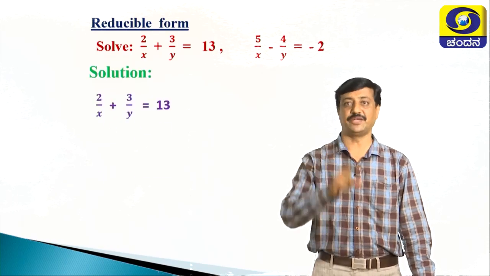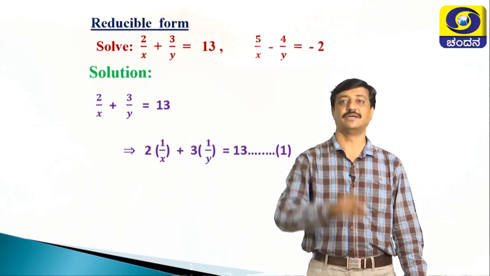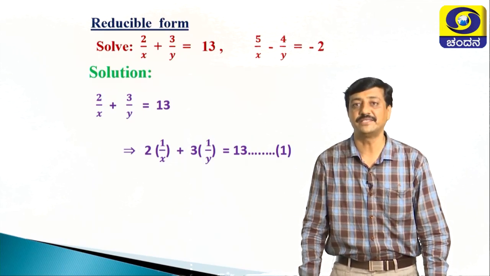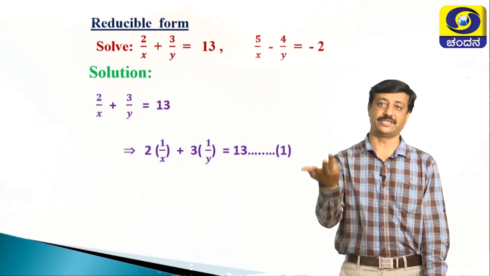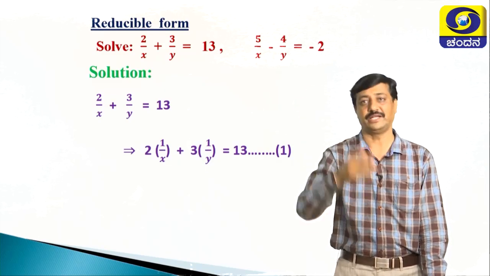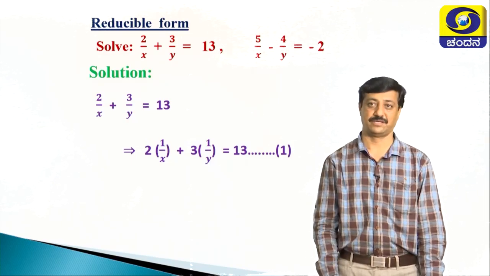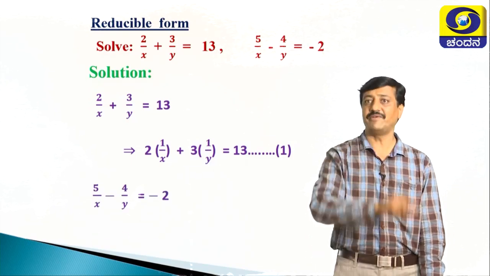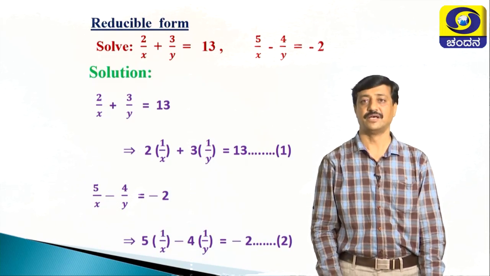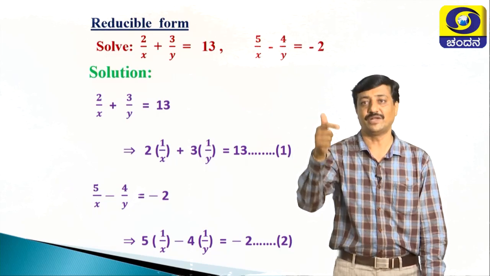You can write the first equation like this. 2 by x can be taken as 2 into 1 by x. In the same way, 3 by y can be taken as 3 into 1 by y is equal to 13. Now I have separated 1 by x and 1 by y in both the parts. In the same way, the second equation can be taken as 5 into 1 by x minus 4 into 1 by y is equal to minus 2. I will call these two equation 1 and equation 2.